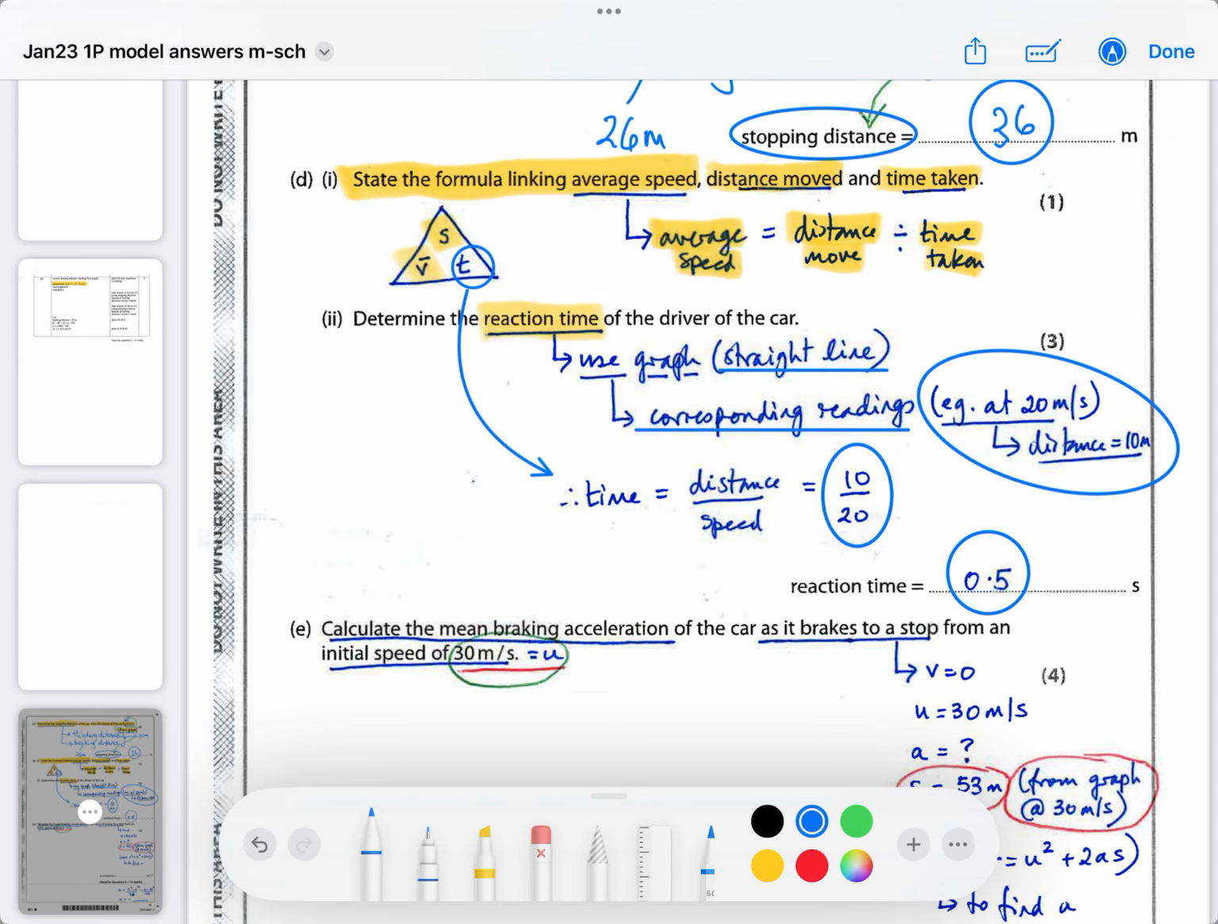So that straight line graph shows the reaction timing as the gradient, okay? And they're giving you the units, so you don't have to worry about that.